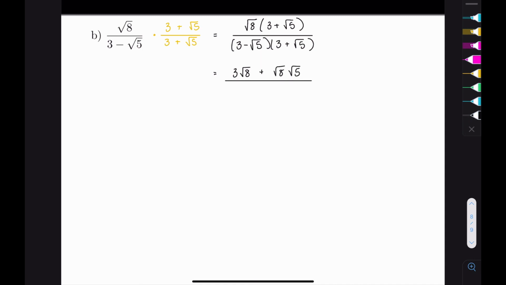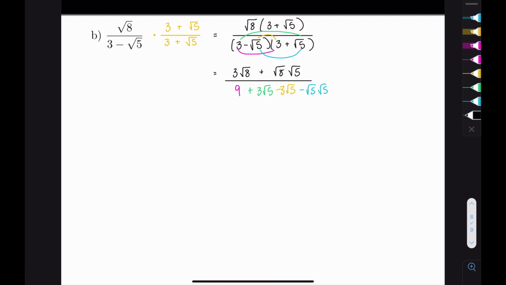In the bottom, when we FOIL, our first terms give us 9. The outer gives us positive 3 root 5. The inner gives us negative 3 root 5. So they are always going to cancel each other. And then the last becomes minus square root of 5 times the square root of 5.